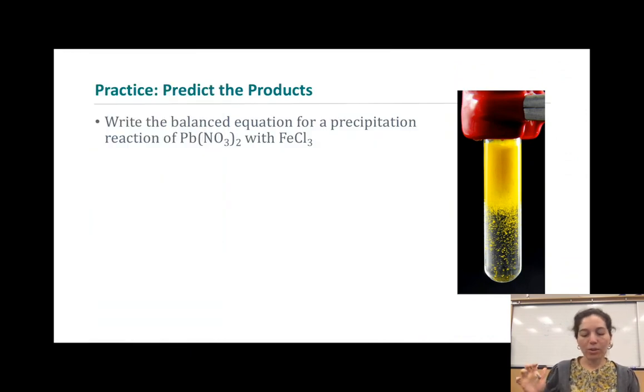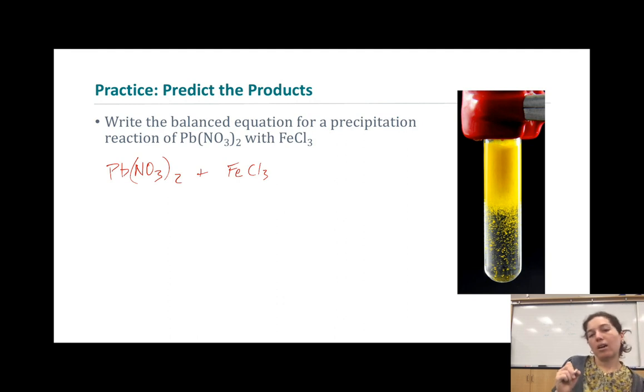Now I'm going to task you with doing the same thing. Write a balanced chemical equation for the precipitation reaction of lead nitrate and iron chloride. Then I'm going to ask you to identify the solid, but that will be step 2. So go ahead and just do your double displacement reaction on this here and balance it.